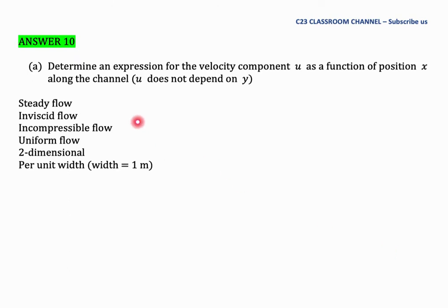For A, we need to determine an expression for the velocity component u as a function of position x along the channel, and we assume that u does not depend on y. So in these problems, we assume that it is a steady flow, an inviscid flow, an incompressible flow, a uniform flow, and only two-dimensional flow is considered in this problem, and we take it as per unit width, or we assume that the width of that diverging section is equal to 1 meter.